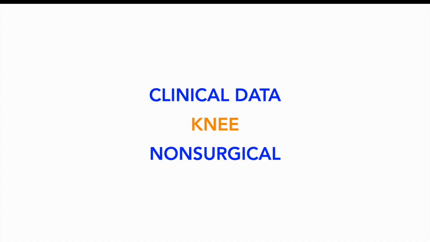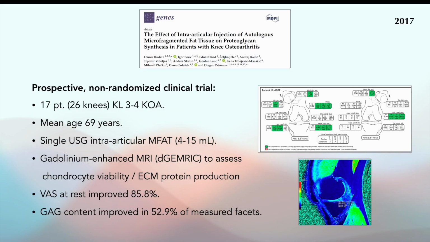Most of this work has been done in the area of knee osteoarthritis, with one of the first studies being done in 2017 with Hudetz et al., 17 patients with moderate to severe knee osteoarthritis received a single ultrasound-guided intra-articular MFAT injection. They interestingly used a gadolinium-enhanced MRI to evaluate the production of proteoglycans in the cartilage. They showed that the visual analog scale at rest improved almost 86% in these patients, and the glycosaminoglycan content was shown to improve in more than half of the measured areas.